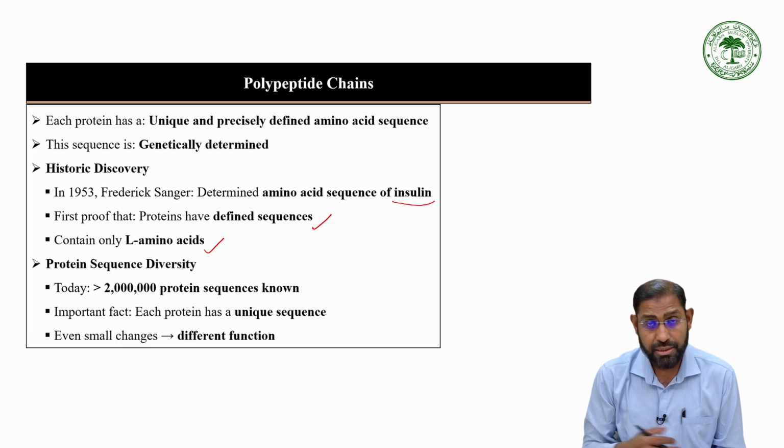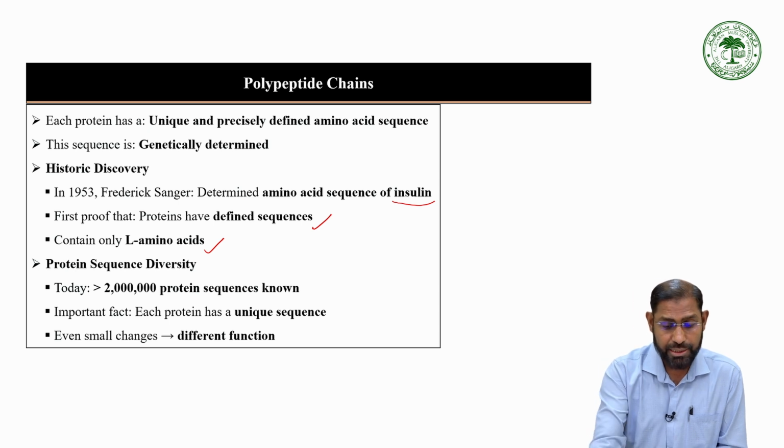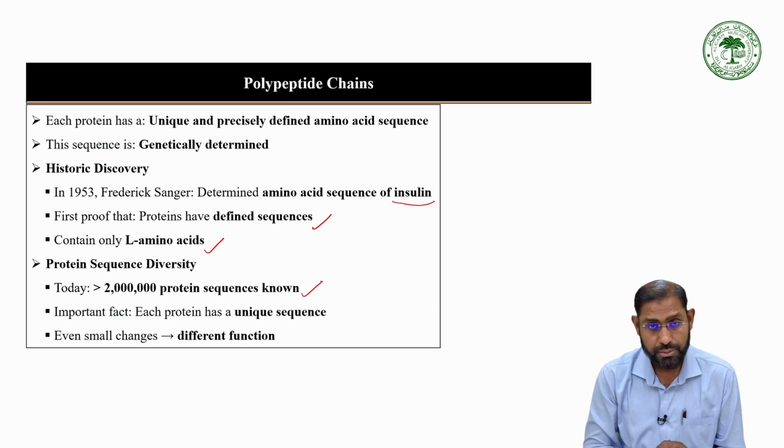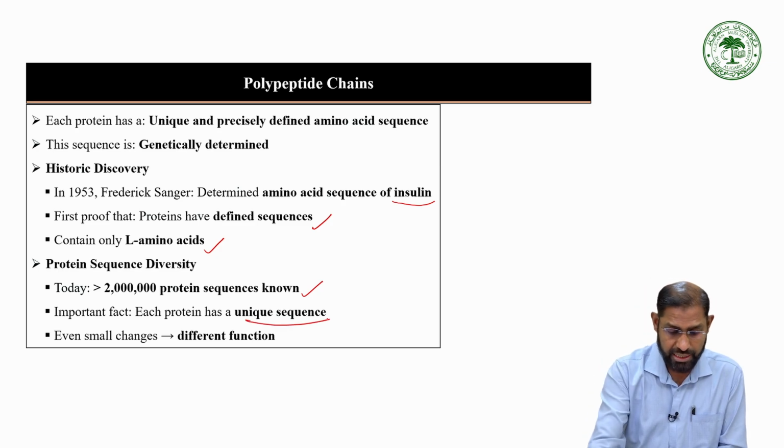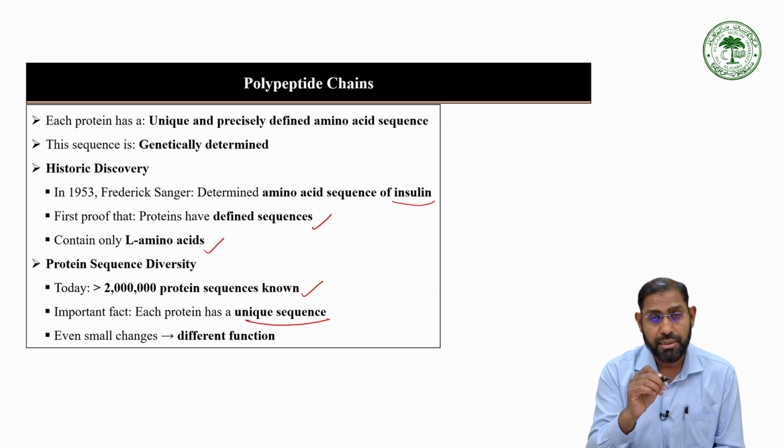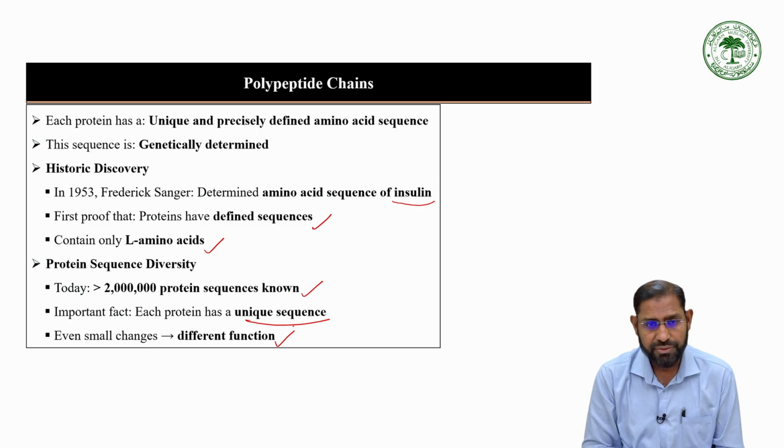And there is a lot of diversity in the amino acids in the proteins themselves. Today almost 2 million protein sequences are known, and each protein has a unique sequence. If any amino acid changes, or there is any kind of modification or abnormality, they have different functions, because of these small changes.